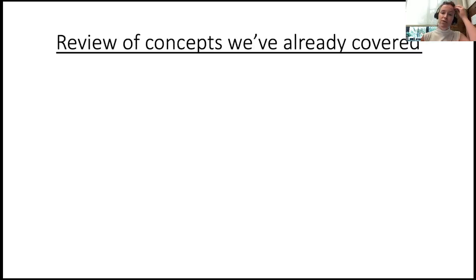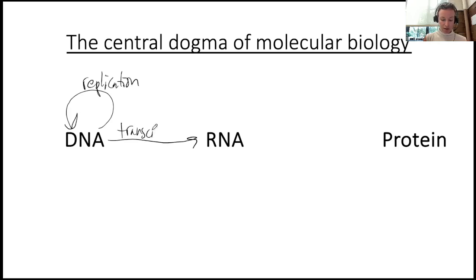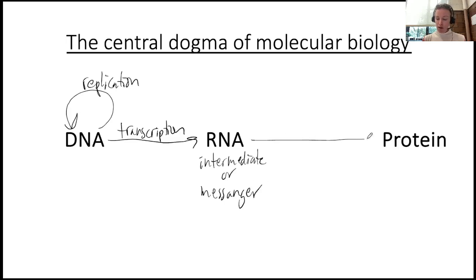Before we jump into this, folks, let's review some concepts we've already covered. So let's remind ourselves of the central dogma of molecular biology. So we've learned that DNA can make more DNA, and we call this replication. DNA is kind of the set of instructions in the cell, right? And DNA is converted into RNA through a process called transcription. And RNA we think of as the intermediate or messenger. Finally, RNA is turned into protein through a process called translation. And protein we think of as kind of the tool within cells. It gets stuff done.